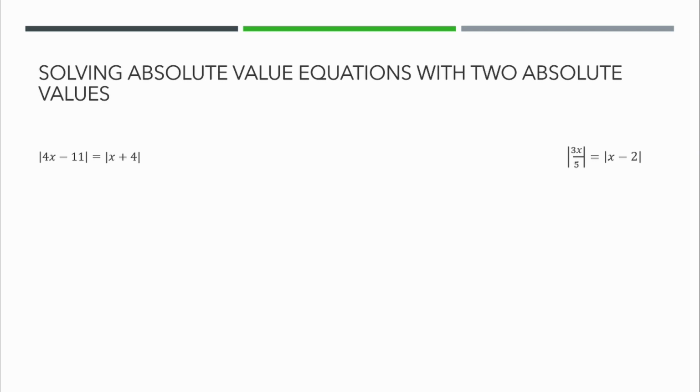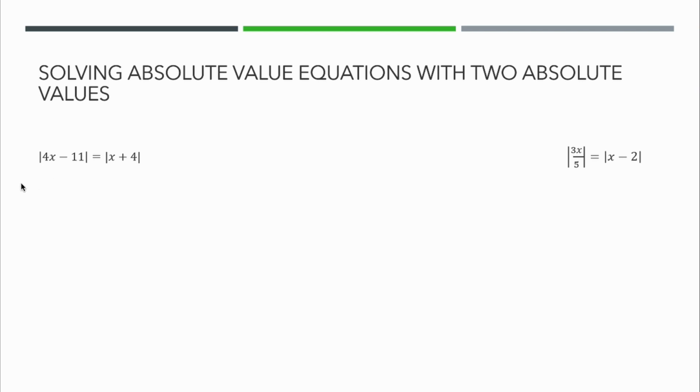Alright, I'm assuming that you've tried them out, so let's do the first one. The absolute value of 4x minus 11 is equal to the absolute value of x plus 4. Now, you see here, both of these have a variable on both sides inside each absolute value. So, what we're going to do here is set one of these two expressions equal to the positive and negative variants of the other expression. So again, I prefer to choose the right, but you can choose the left if you want.